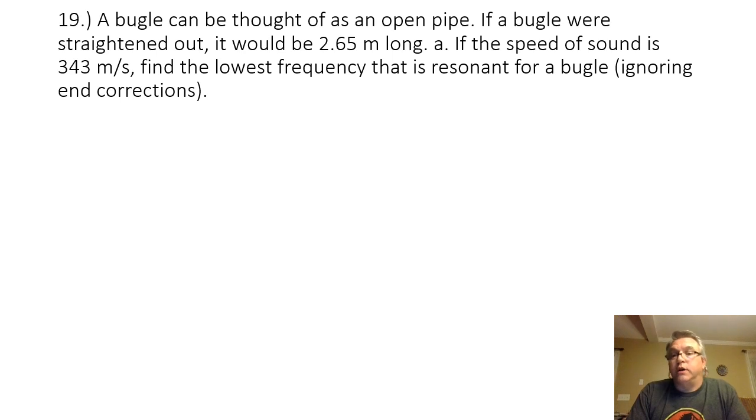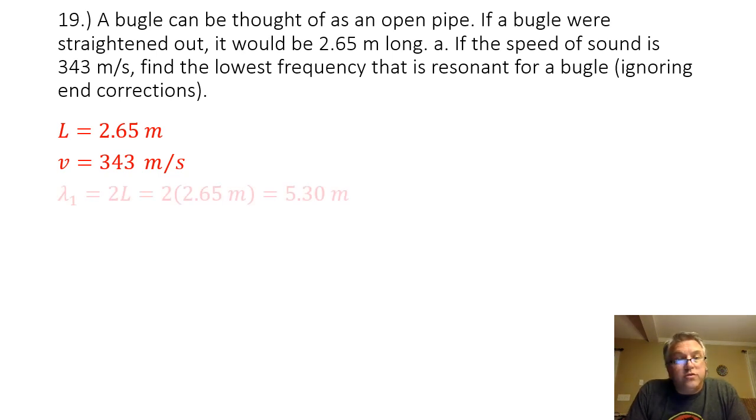Remember, I mentioned what end corrections are in yesterday's video. So I know that the length of my open pipe, which formerly was a bugle, is 2.65 meters. I know that the velocity of the sound wave is going to be 343 meters per second. And I know the wavelength is 2 times the length of the pipe. So the wavelength is 2 times 2.65 meters, and that is going to give me a wavelength of 5.30 meters.